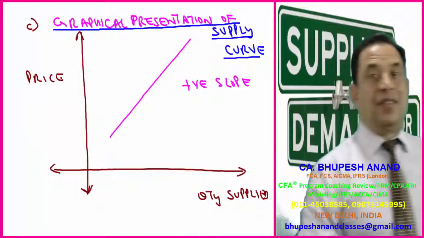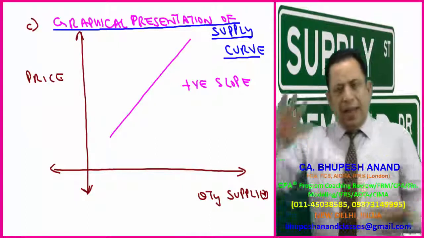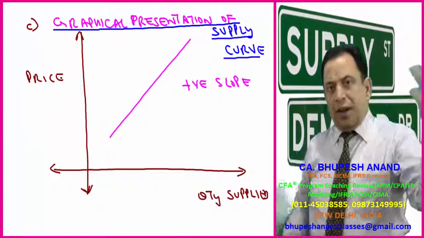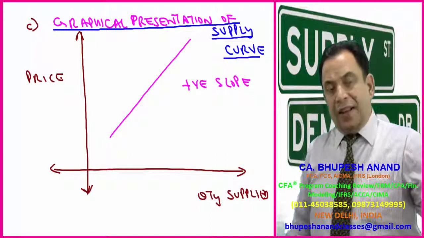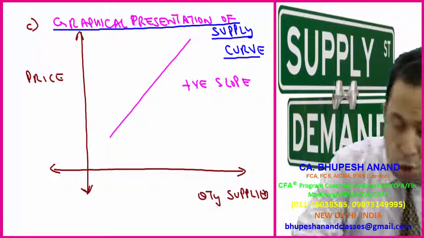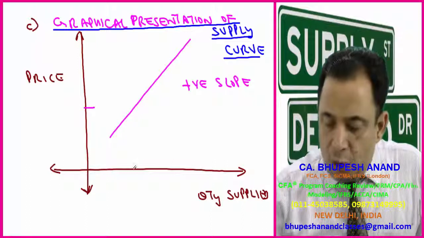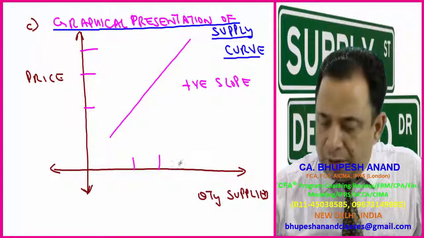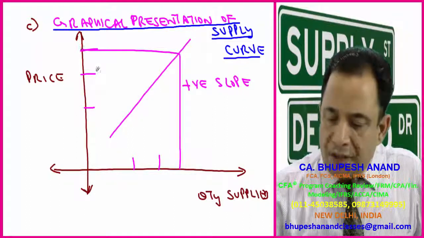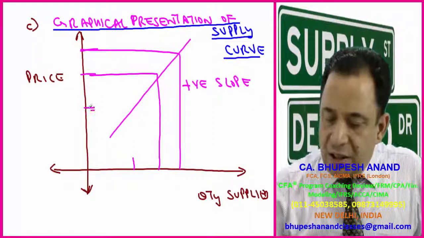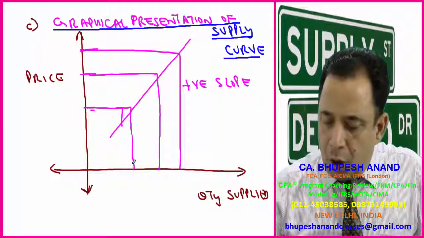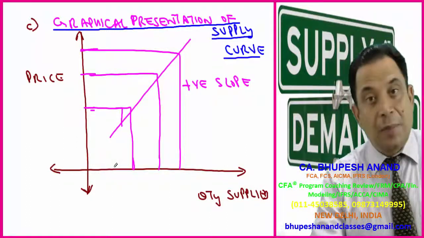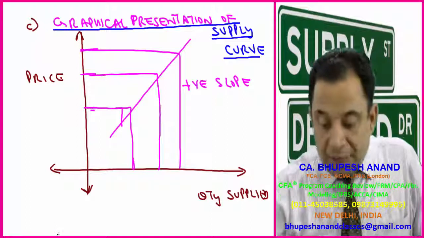So let me start with a graphical presentation. Very simple. On the X-axis I have taken quantity supplied, and on the Y-axis I have taken the price of that product. More will be the price, more will be the quantity supplied, because there is a positive relationship between price of that product and the quantity supplied from that product.